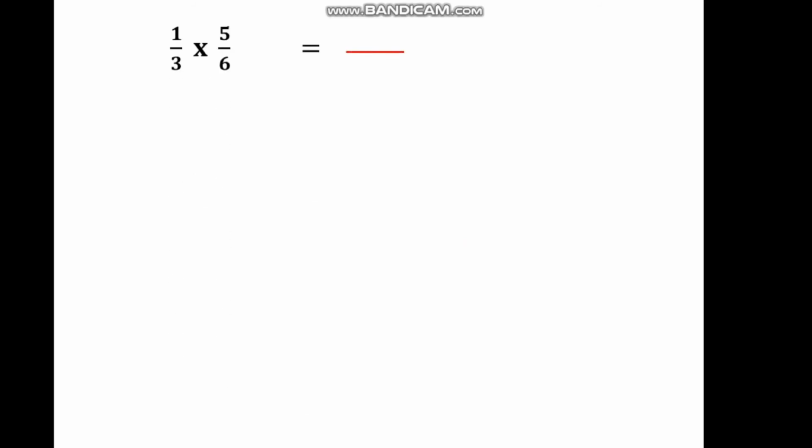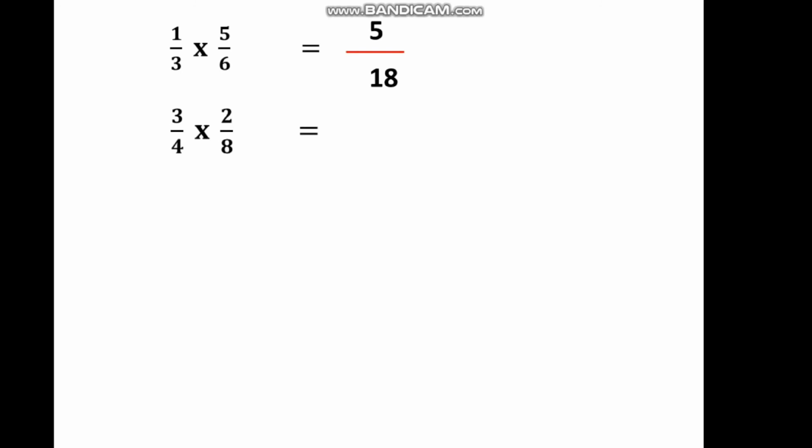Ang una po nating problem is we have 1/3 to be multiplied by 5 over 6. Kung wala naman po tayong pwede i-cancel sa kanila, direct multiplication tayo. 1 times 5, that is equals to 5. And 3 times 6, that is equals to 18. Final answer, kasi naka-simplify na po siya.